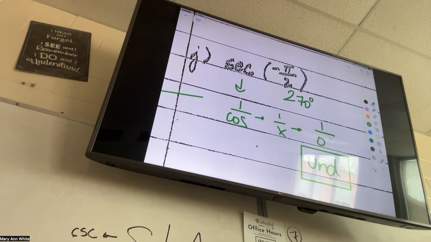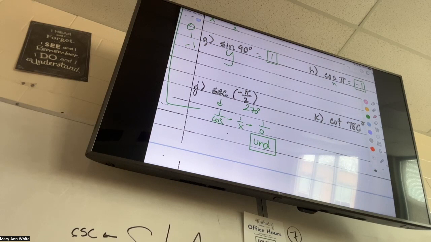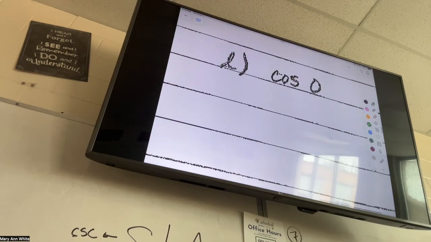Am I moving too fast? Okay, I've got one more. I want to skip letter K just for a second because it's not a quadrant angle. I don't know how it snuck in there. Last one, easy one, cosine of 0. What is it? It's your x.